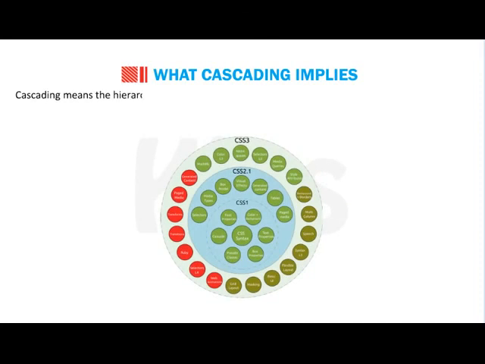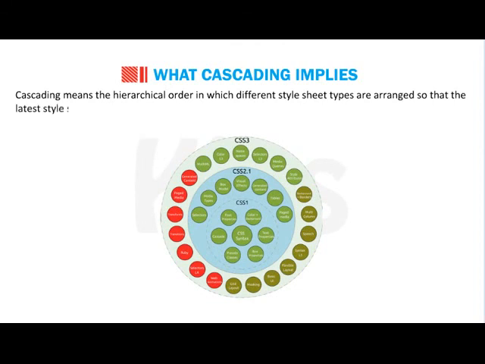Students, let us understand what cascading implies. Cascading means the hierarchical order in which different style sheet types are arranged so that the latest style sheet takes precedence over the earlier ones.